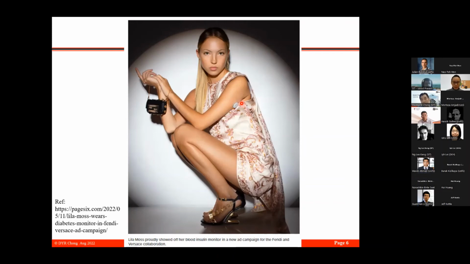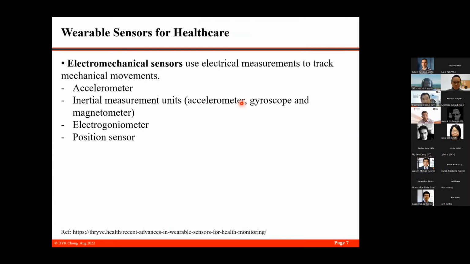So she's actually openly acknowledged that she's a type 1 diabetic subject. All right. So of course, you move on to electromechanical sensors. We look at it's really using electrical measurements to track the mechanical movements. Early on we talked about human movements, we talked about gait analysis. All those things are relying on the accelerometers, the inertial measurement units, the electrogoniometer, and even the position sensors.